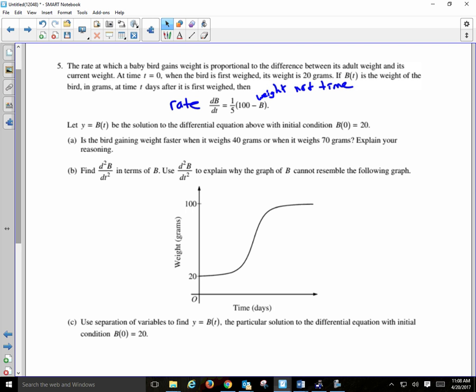Let y equal b of t, and I knew I made the mistake. I didn't have the opportunity to just sit down and kind of look at it for a while. I needed to teach through it and got myself in trouble. Let y equal b of t be the solution. Initial condition 0, 20. So therefore we have 0, 20.